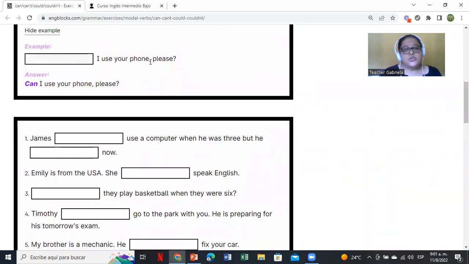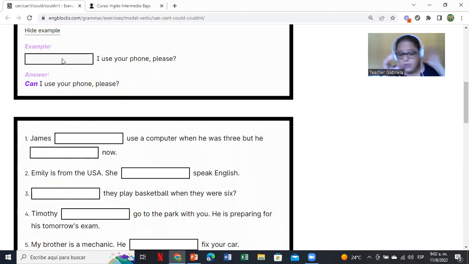Use your phone, please. So the correct one is can. You are going to write it down in the space. Can. Be careful, guys, with the capital letter. If it's not necessary to use capital letters, obviously don't use them. But if you recognize it is a question, please, guys, be careful with the capital letters. ¿Por qué menciono esto?